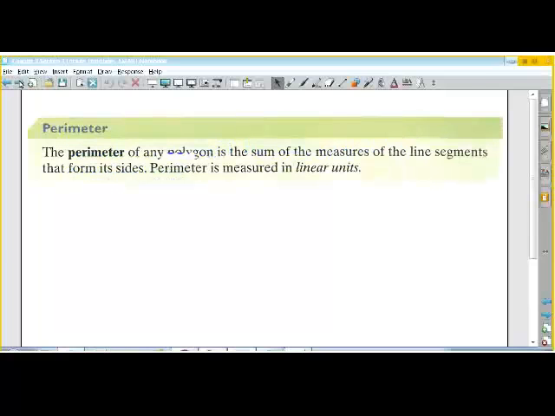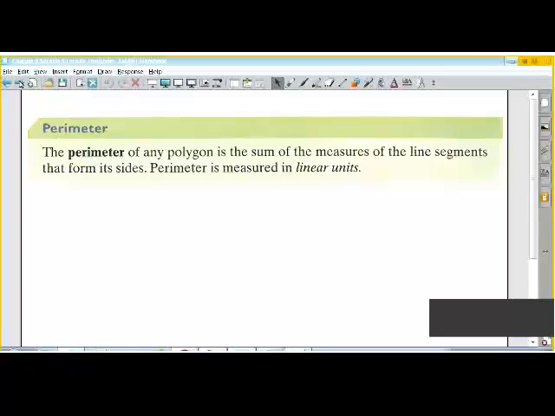So the perimeter of any polygon is the sum of the measures of the line segments that form its sides. Perimeter is measured in linear units. Because we're not going into things like trigonometry or even sines and cosines and tangents, the way you calculate the perimeter is just, they have to give you all the lengths and you just add the lengths together and you get an answer.